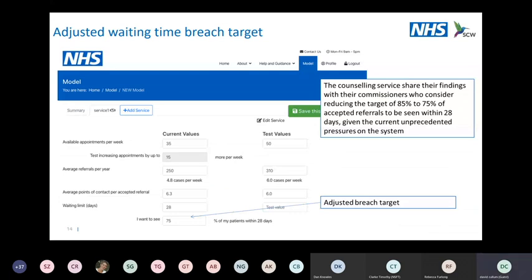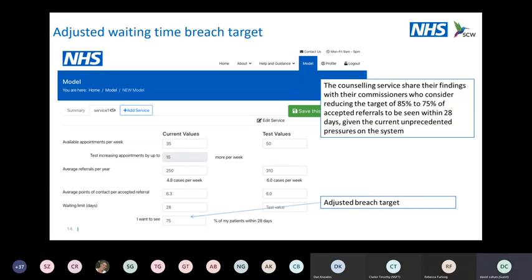The counselling service share their findings with their commissioners, and they start thinking about, given the unprecedented pressures on the system, should they relax their wait time standard? And instead of looking for 85% of all children and young people referred getting into therapy within 28 days, they start to think, well, could we live with just 75% of our patients being seen within 28 days, and 25% of them waiting a bit longer than that?